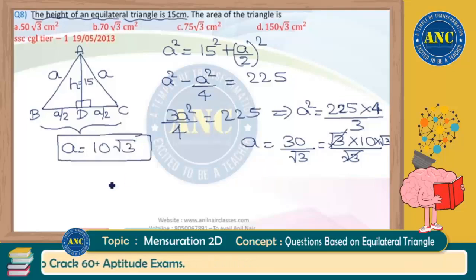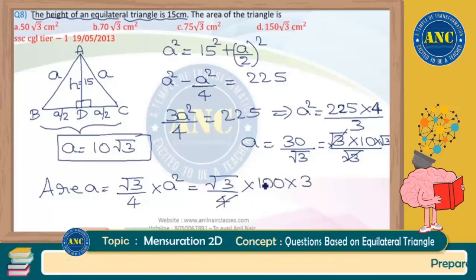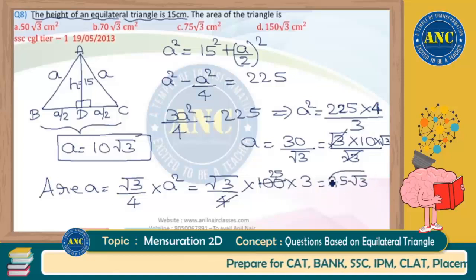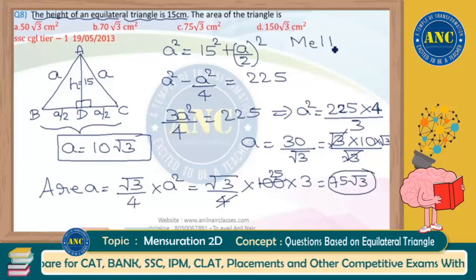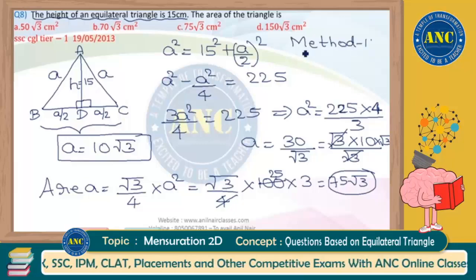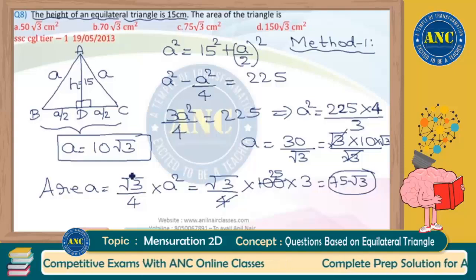But I don't want the side. I want the area. Area is root 3 by 4 into A square, where A is 10 root 3, whole square, which is 100 into 3. So this is 25 into 3, 75 root 3. The answer for this question is 75 root 3. This is one of the methods which you can implement by using the Pythagoras theorem. Find out the A value and substitute back. You will get the answer.